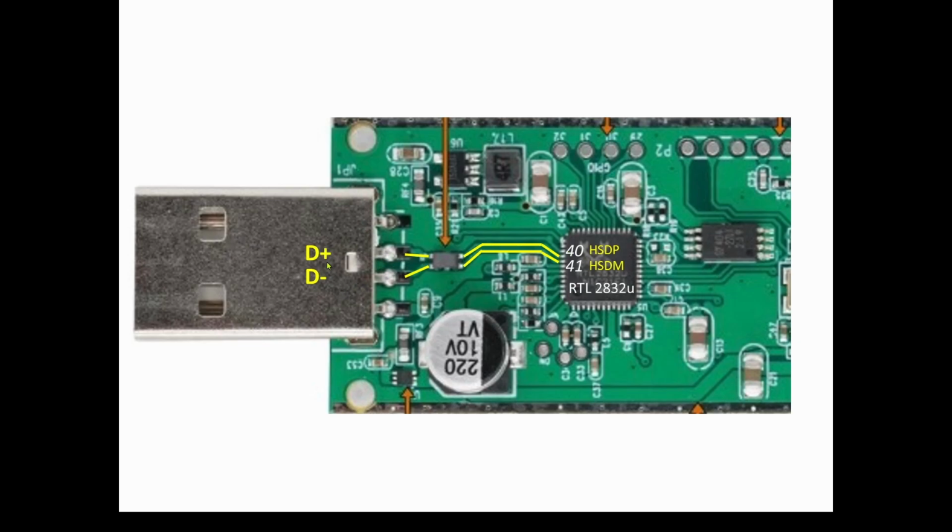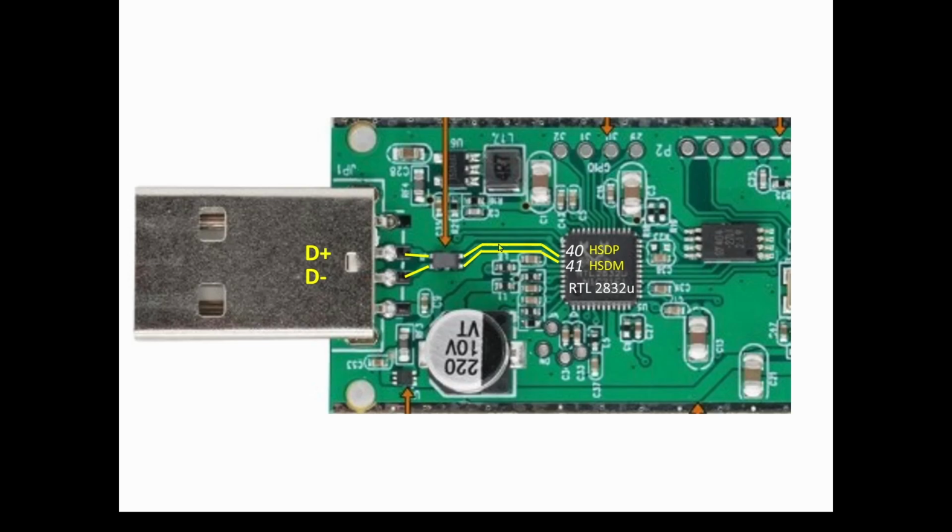And if you're familiar with USB, you can see we've got four pins. We've got the outside pins, which are the plus 5 volt and ground. And then the two inner pins are the data pins. And one is data plus and one is data minus. And I've highlighted the tracks as they come from the USB.